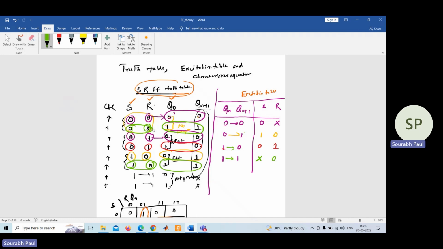Okay. Here also you got R equal to 0. Here also you got R equal to 0. However, in the case of S, here you got S equal to 0 and here you got S equal to 1. It means that it is not depending on S. So S is don't care and R is 0. Okay. This is the excitation table. And this is the rule you need to follow to find out the excitation table for each flip-flop. Okay. Thank you.